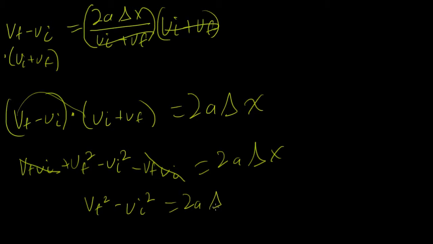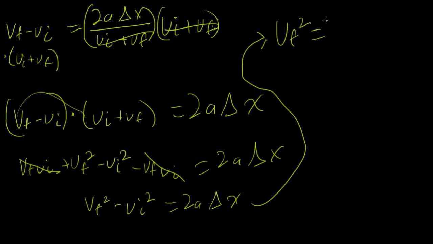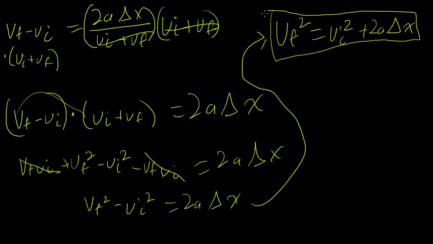equals 2A delta x. And if we add Vi squared to both sides, I'm not going to write this out, we can end up with Vf squared equals 2A, well, it's usually written this way, Vi squared plus 2A delta x. And here's our fourth and final formula for today.